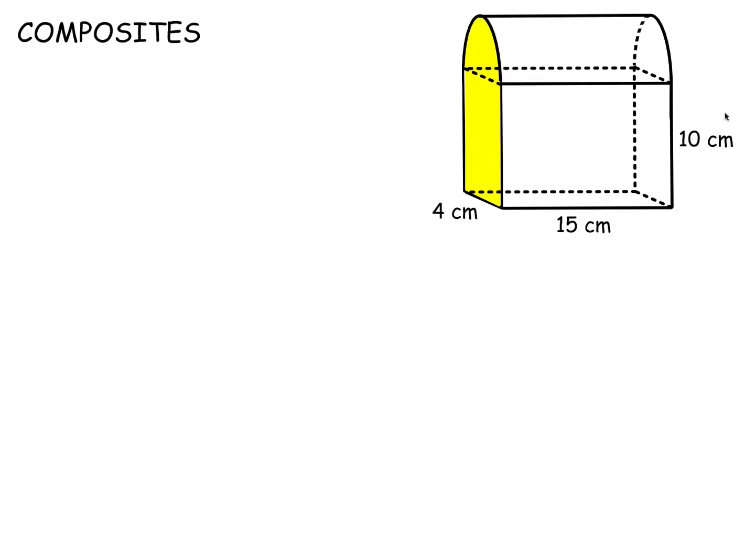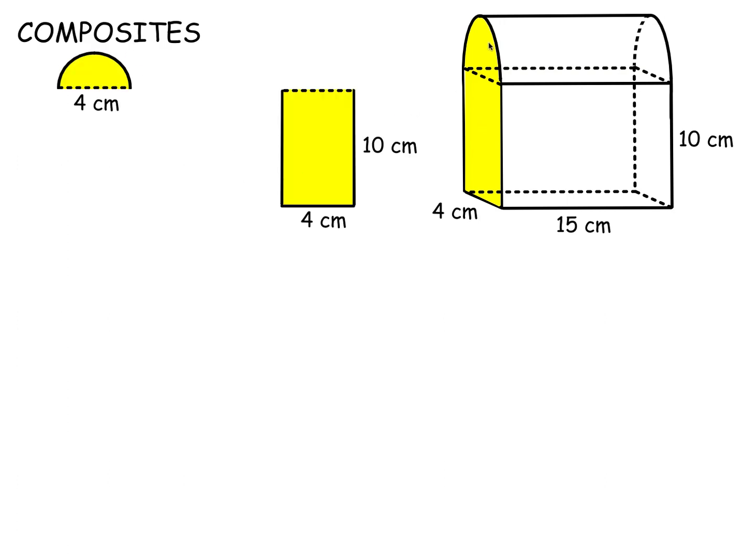And this is a composite. So we've got an end face, which is a semicircle, and a rectangle. So that yellow area needs to be calculated, and then we can use the volume of the prism, V equals AH. So there's the two parts of the yellow end face: a semicircle, area pi r squared and half it, and a rectangle, length times breadth.